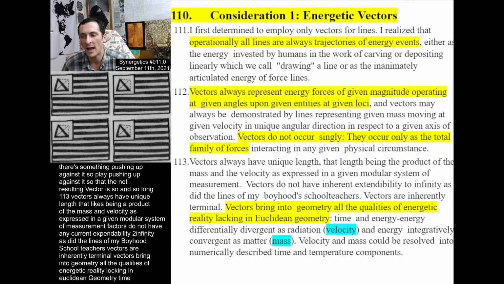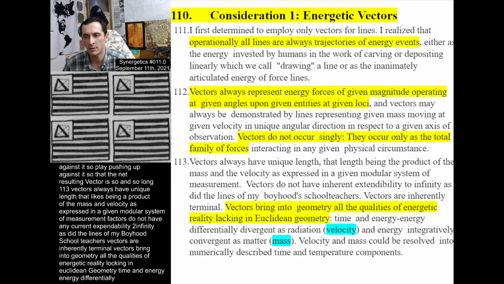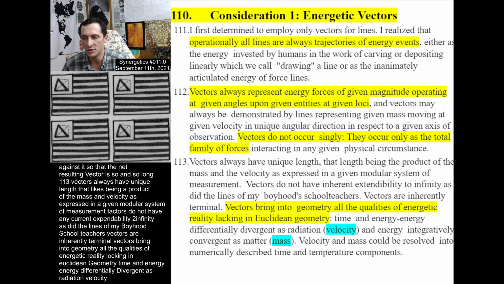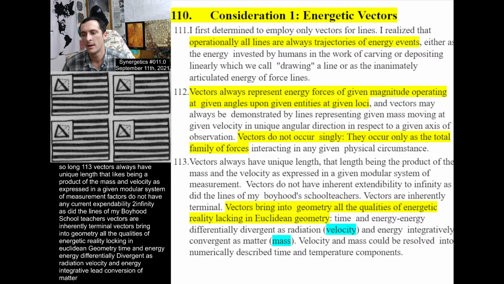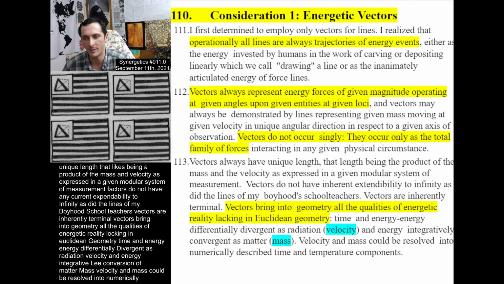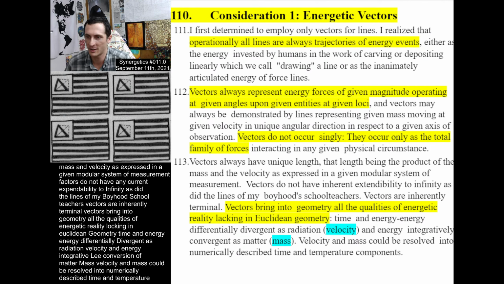Time and energy differentially divergent as radiation, velocity, and energy integratively convergent as matter, mass. Velocity and mass could be resolved into numerically described time and temperature components.